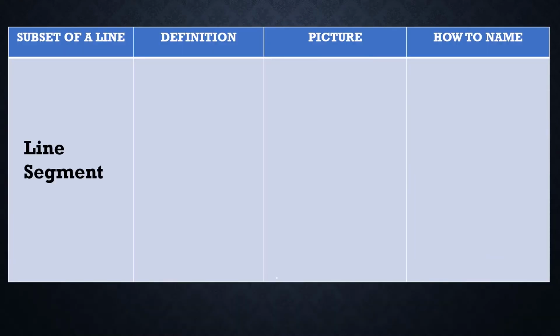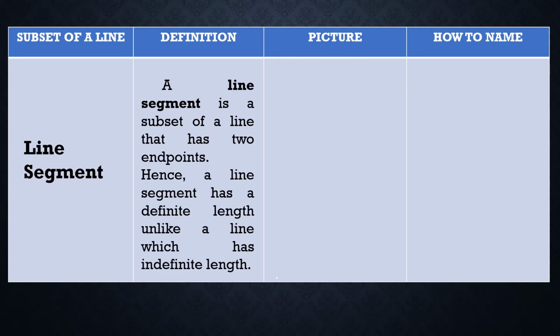Next subset of line, we have the line segment. So, sa line segment naman, we have two endpoints. A line segment has a definite length unlike a line which has indefinite length. So, sa line segment, madidetermine natin yung length niya kasi nga meron siyang dalawang endpoints. So, ito na yung example ng line segment. So, it has two endpoints.